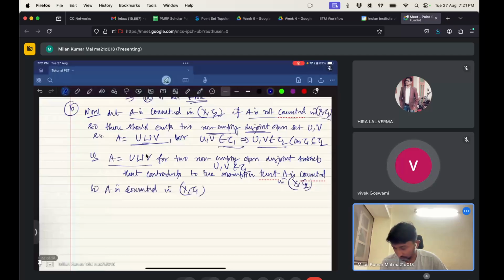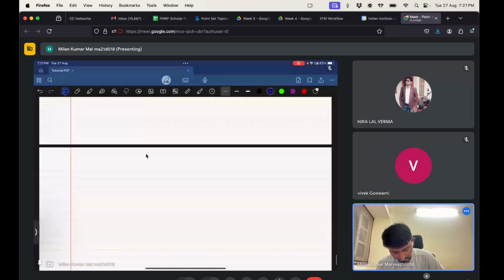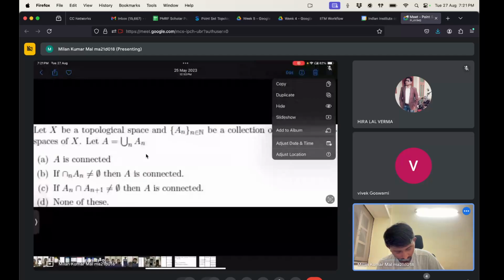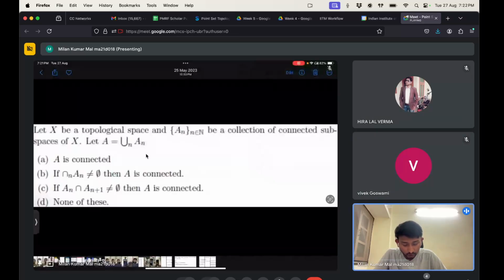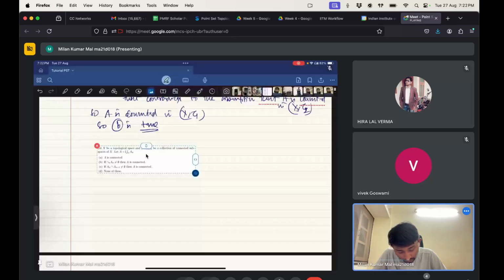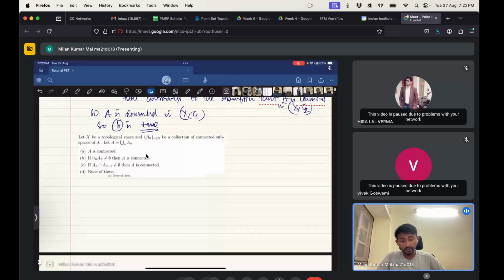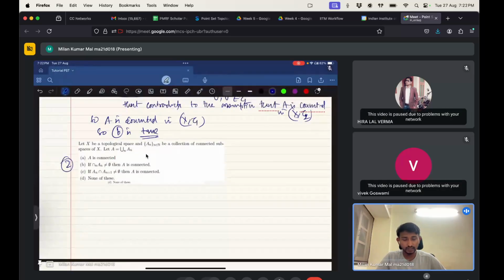I think is this the second? Yeah. Sir, second one is the direct result of the theorem proved in the lecture. Right, just that it will be connected if and only if they are disjoint. Second one is this one? Whatever I have written. This is the second: let X be a topological space and A_n a collection of connected subsets. Then the union will be connected if and only if the intersection is non-empty. I think you are saying this one, right? Yes, sir.